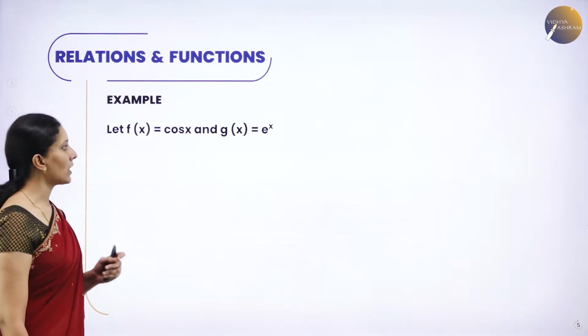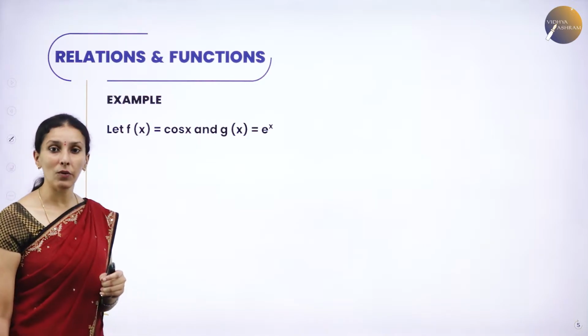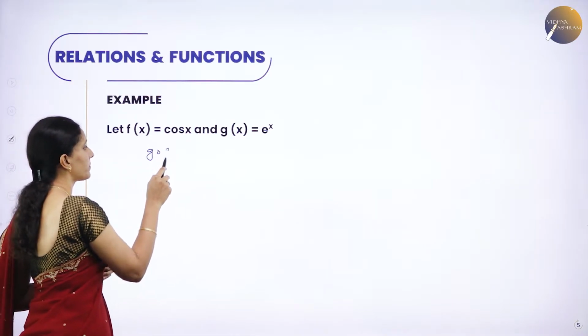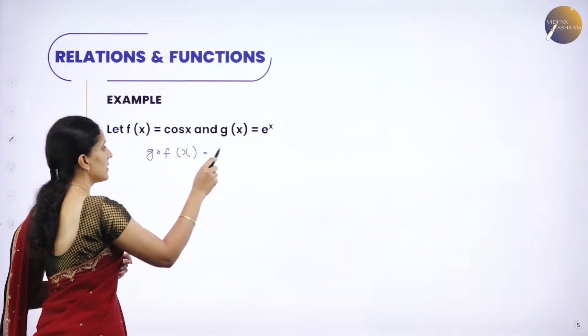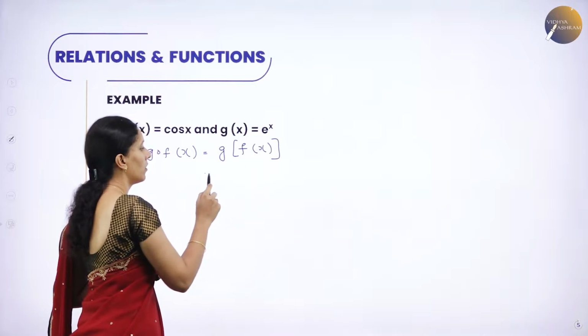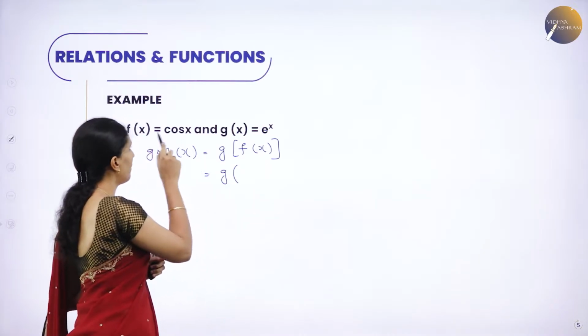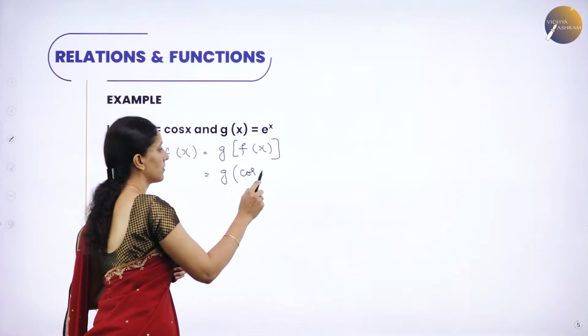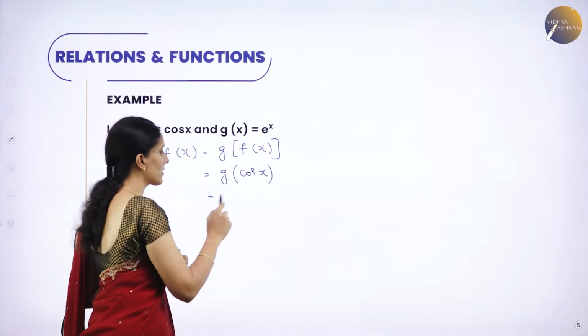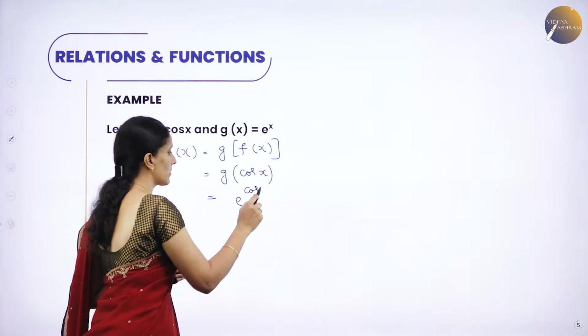Let me take one more example. If f of x is equal to cos x and g of x is equal to e power x. Let me find g naught f. Then this is g of f of x. What is f of x? F of x is cos x. Any function in g is written in the form of e power x. So this is e power cos x.